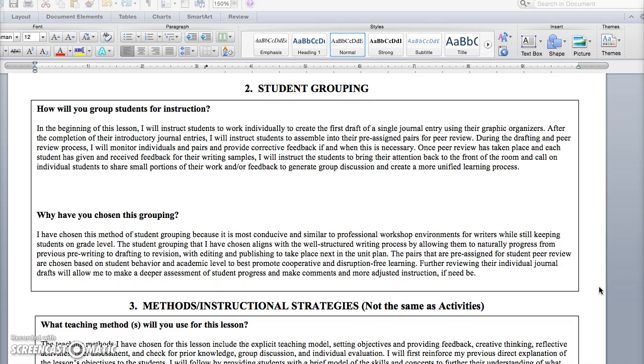The student grouping I have chosen aligns with the well-structured writing process by allowing them to naturally progress from previous pre-writing to drafting to revision, with editing and publishing to take place next in the unit plan. The pairs that are pre-assigned for student peer review are chosen based on student behavior and academic level to best promote cooperative and disruption-free learning. Further reviewing of their individual journal drafts will allow me to make a deeper assessment of student progress and make comments and more adjusted instruction if need be.